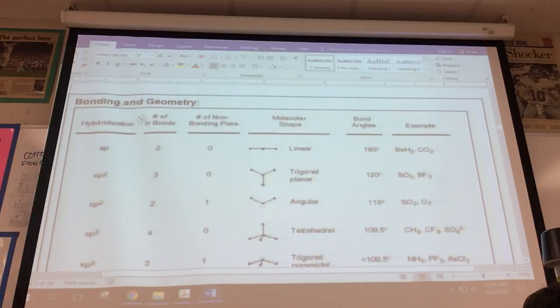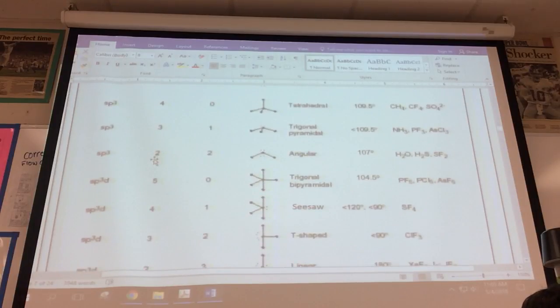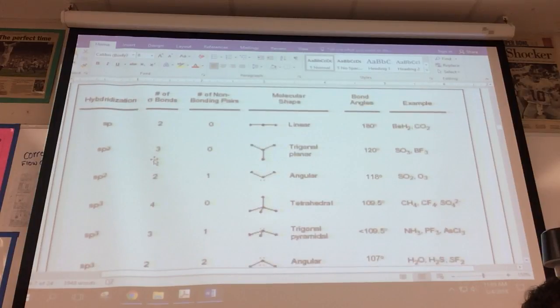And don't worry about sigma bonds in this regard. You know the difference between a sigma and a pi. A single bond has sigma only. A double bond has a sigma and a pi. And a triple bond has... Wait, it's 2 pi and 1 sigma, right?